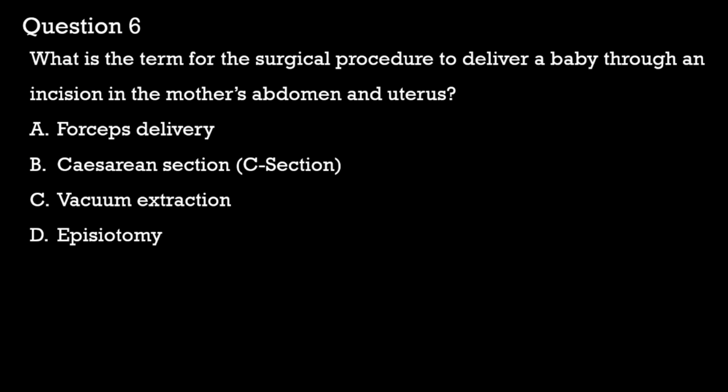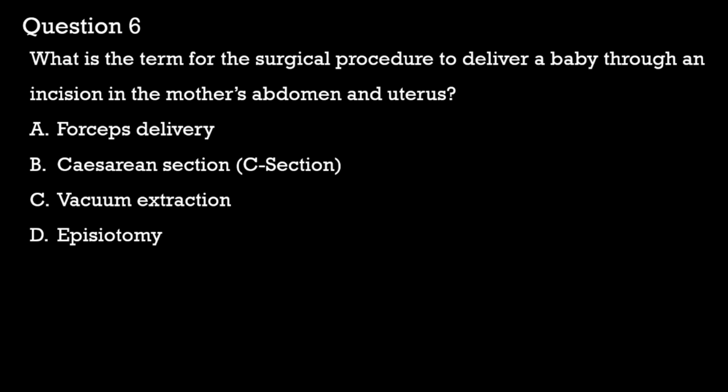Question 6. What is the term for the surgical procedure to deliver a baby through an incision in the mother's abdomen and uterus? A. Forceps delivery. B. Cesarean section or C-section. C. Vacuum extraction. D. Episiotomy.